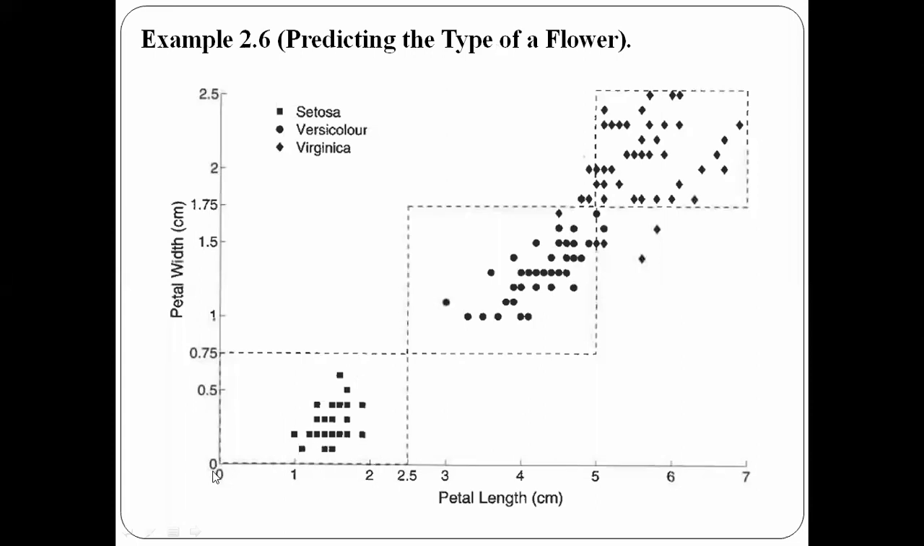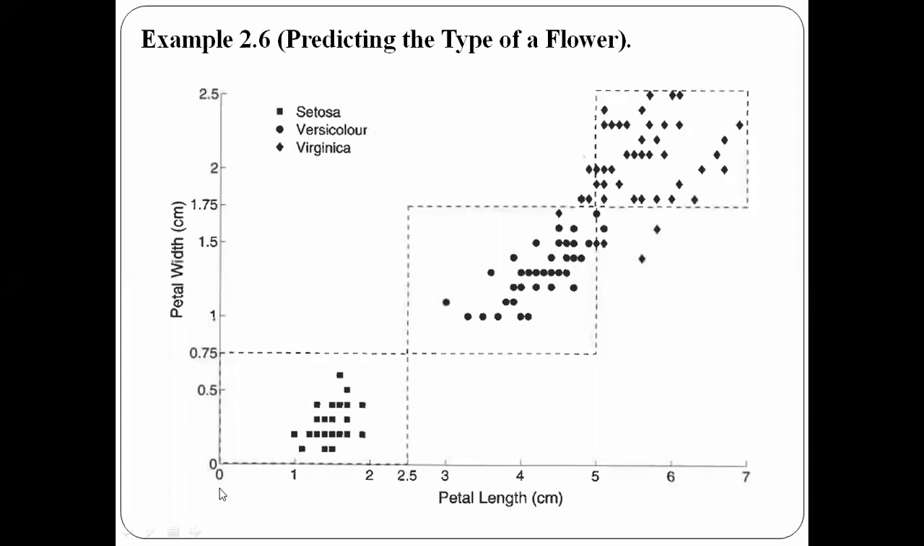If you look at the values of petal length and petal width, petal width has been divided into 3 different values. 0 to 0.75 is low, and 0.75 to 1.75 is medium. Then 1.75 to infinity is high. So petal width has been divided into 3 values: 0 to 0.75 corresponds to low, 0.75 to 1.75 is medium, and 1.75 to infinity is high.